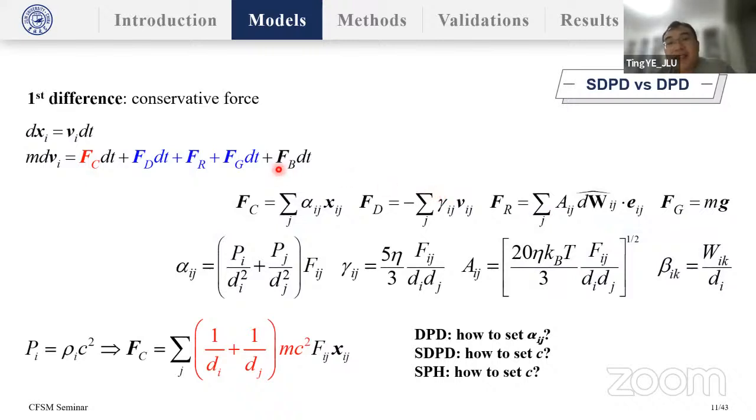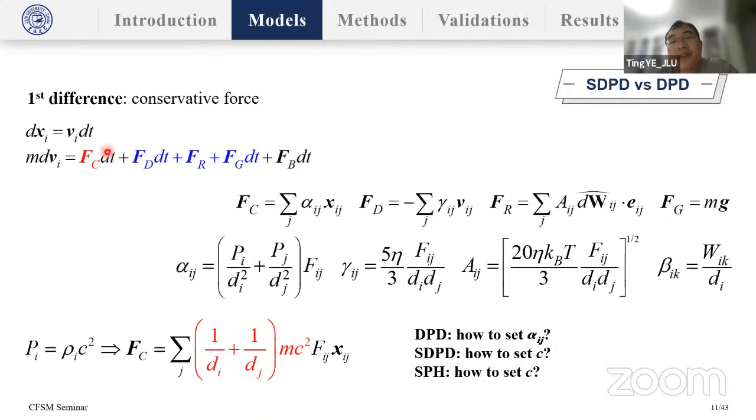SDPD and DPD. We know that for the incompressible flow, the discretization of the viscosity term is not important. Thus FD and FR have no large difference with DPD. Fg actually is the gravity force to drive the fluid flow. So the first difference is the conservative force, Fc.